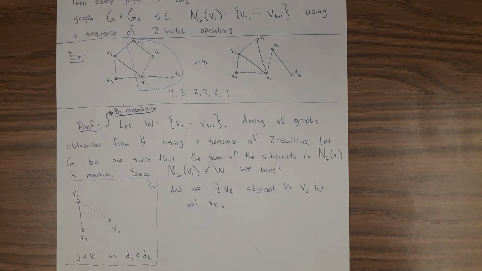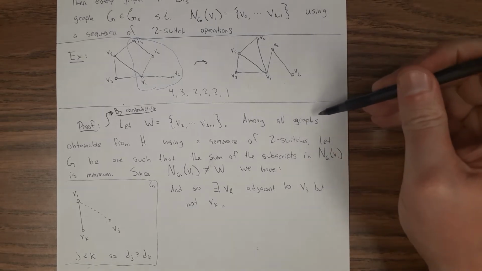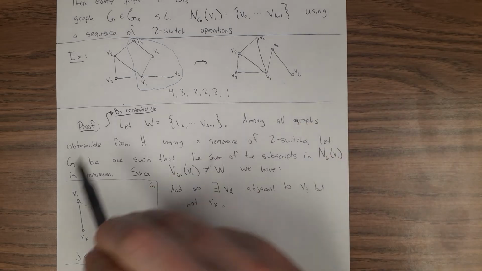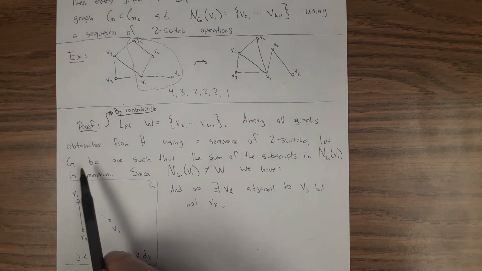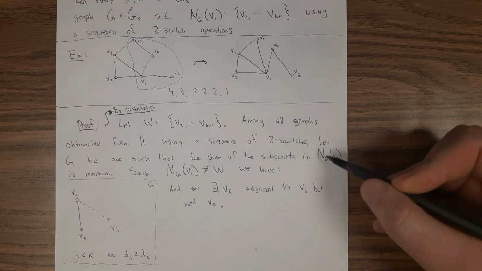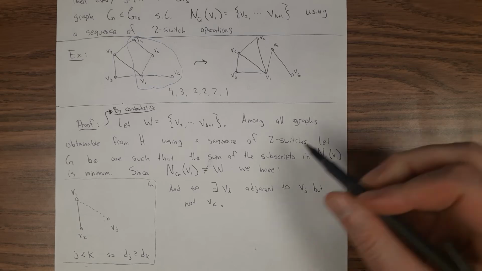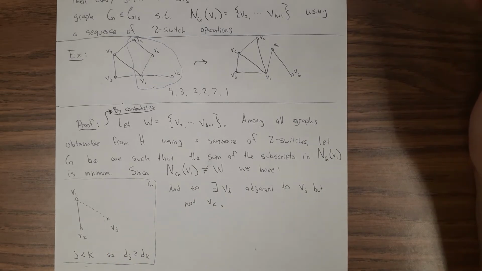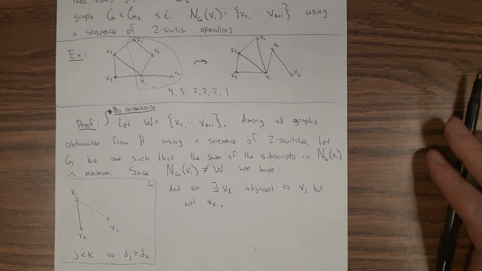So start with H, apply any 2-switch, and then you're allowed to apply any 2-switch to that, and any 2-switch to that, and keep going and consider all of the graphs that you can ever get that way. And among all of those graphs, I'm going to let G be one of them such that the sum of the subscripts in the neighborhood of G is minimum. So let's talk about what that means.